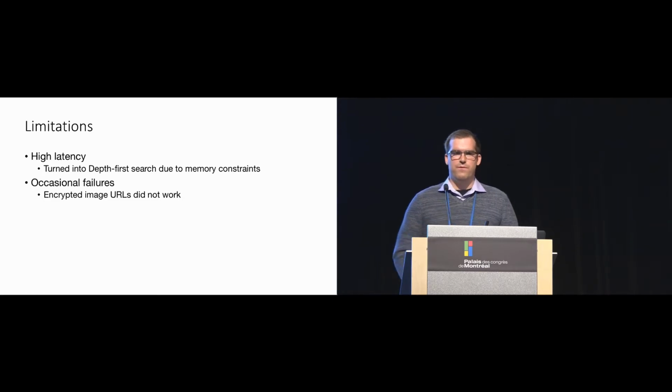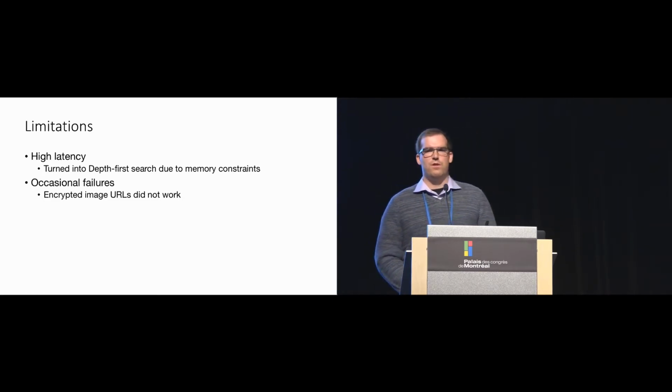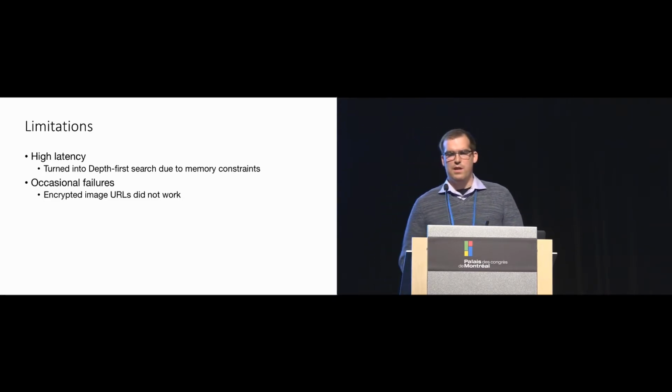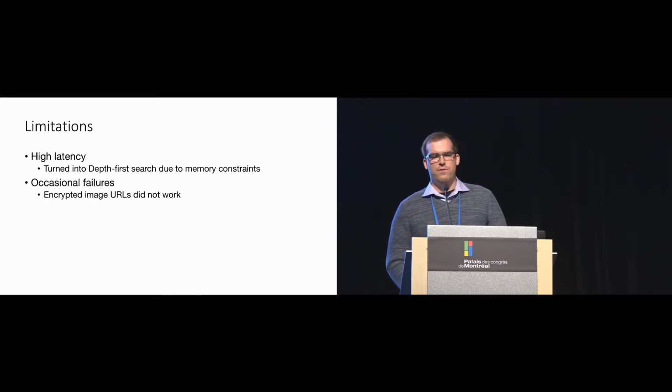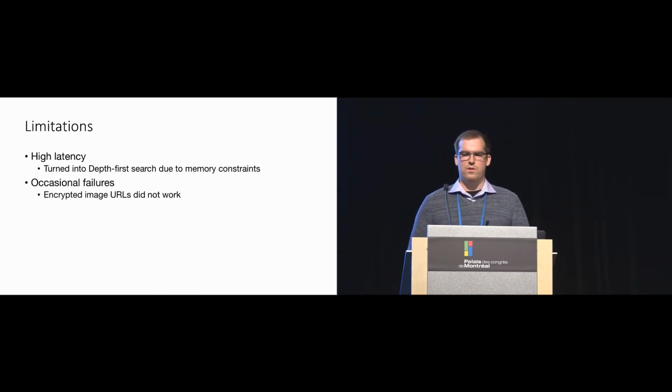We found that there were a few limitations that we observed during the user study. Mainly, we had high latency, which resulted from a depth-first search due to memory constraints. We also saw occasional failures in the system to retrieve captioning when there was one present. This happened because encrypted images were used, so we were not able to request the image to be captioned from the reverse image search.